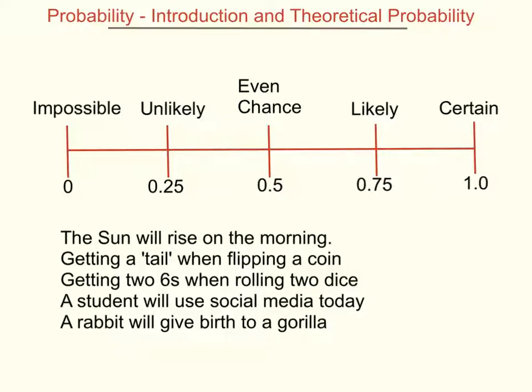Let's have a look at some examples. The sun will rise in the morning. We know that's going to happen every morning. I'm certain of it. So its probability is 1.